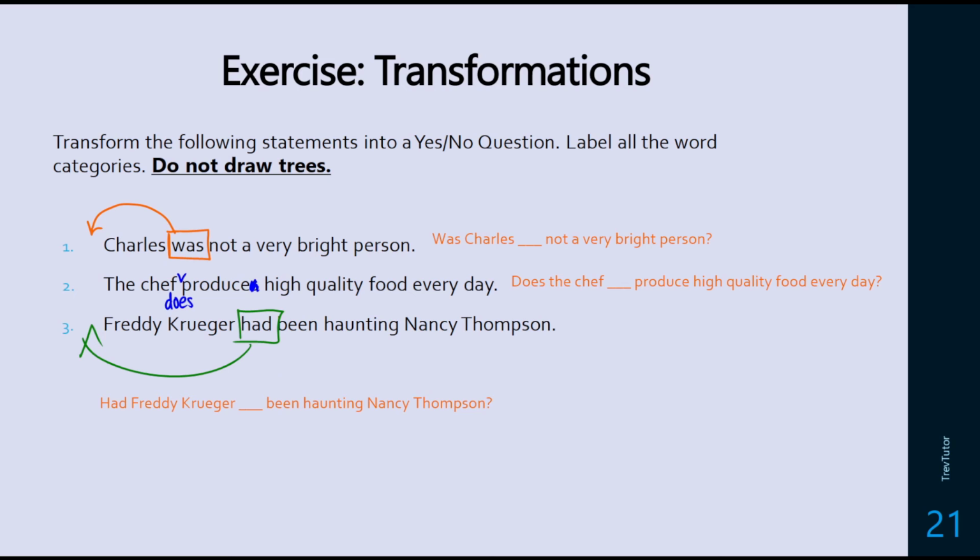So in terms of things that you might want to label that are tricky, it's just remembering what type of auxiliary you're moving. So in this case, it was a be verb. So was Charles not a very bright person? Does the chef, this is an auxiliary, do, and then had Freddy Krueger been haunting, this is still going to be a perfect when it's moved up.